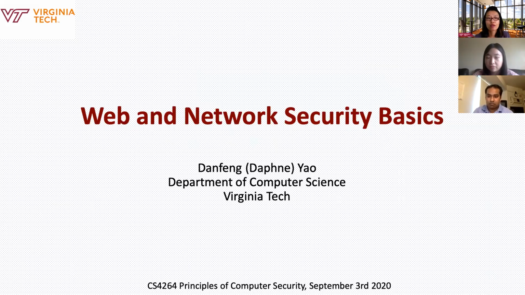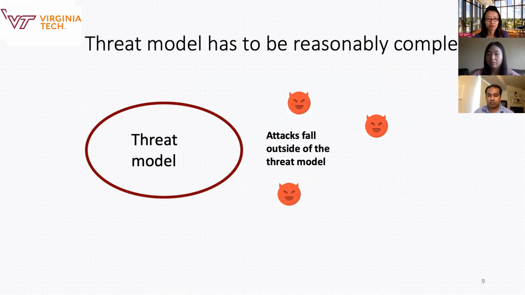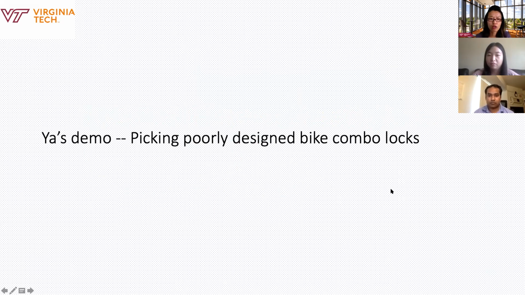Today, I want to talk a little bit about web and network security, still very basic, just the introduction. We'll go into the details sometime in late October. A lot of these problems exist because the threat model is limited, and so attacks fall outside the threat model and cause problems. One of them is forms, which we'll talk about later.